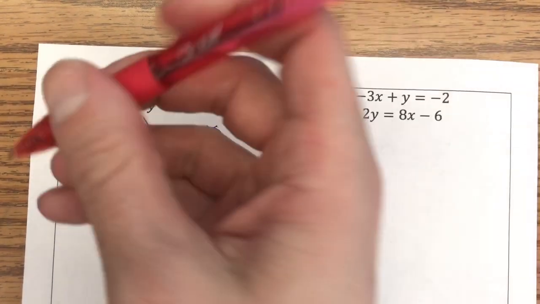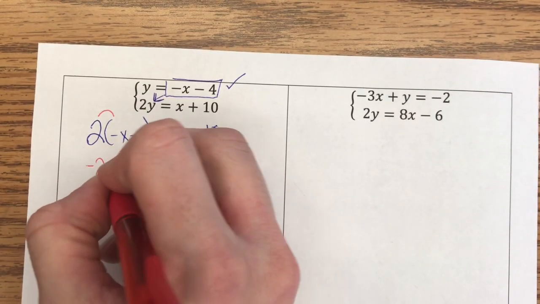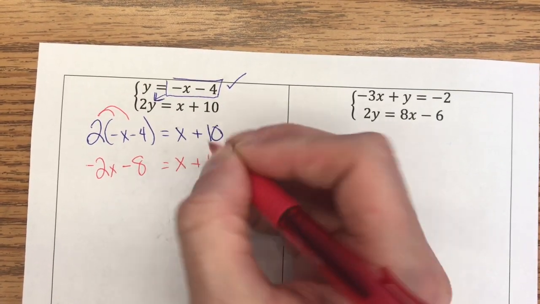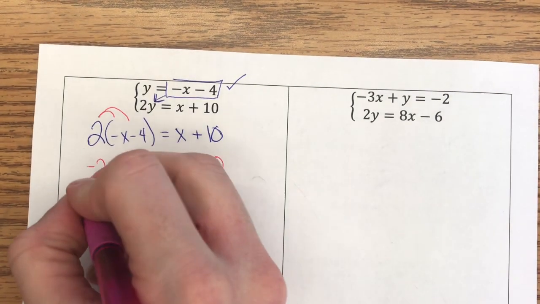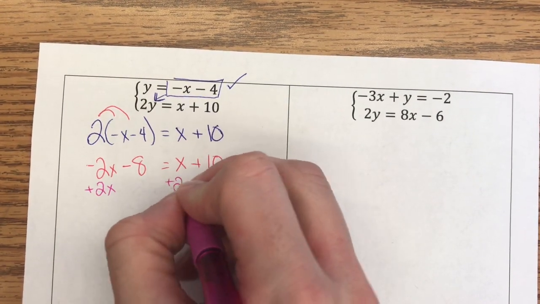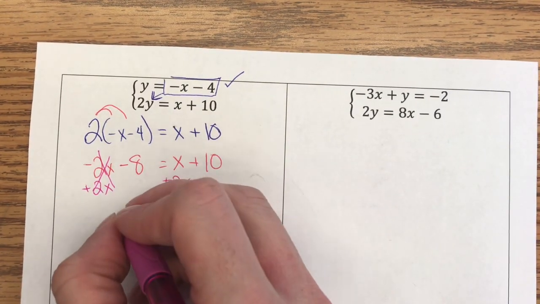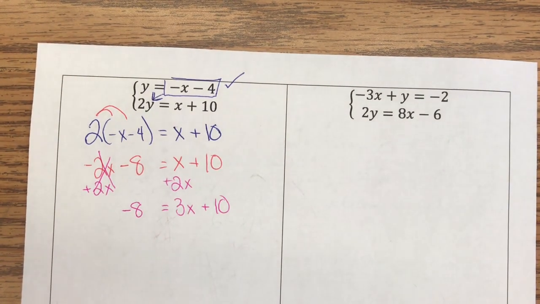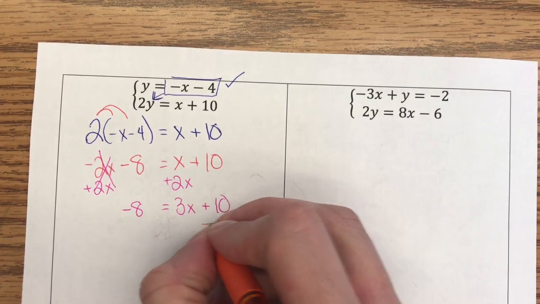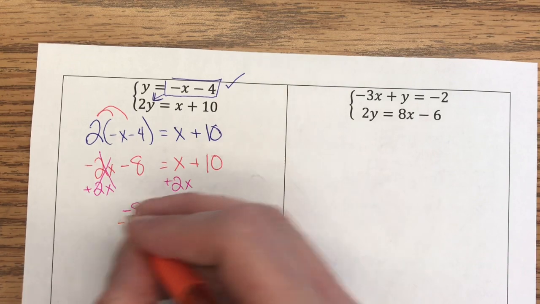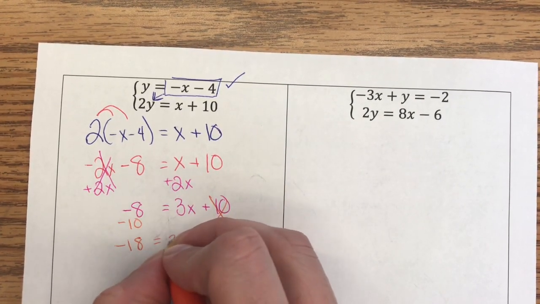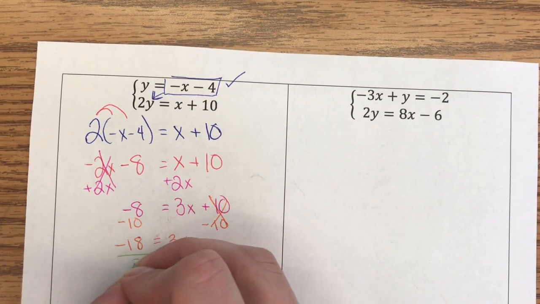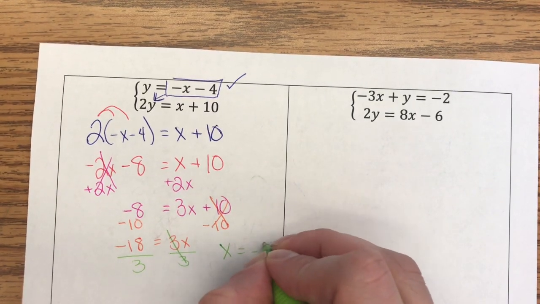In many of these problems, my job is to use the distributive property. 2 times negative x is negative 2x. 2 times negative 4 is negative 8, equals x plus 10. Let's add 2x to both sides, because I have an x on each side of the equal sign again. That drops down negative 8 equals 3x plus 10. Let's subtract both sides by 10. Negative 8 minus 10 is negative 18. That equals 3x. One more step. Divide everything by 3.